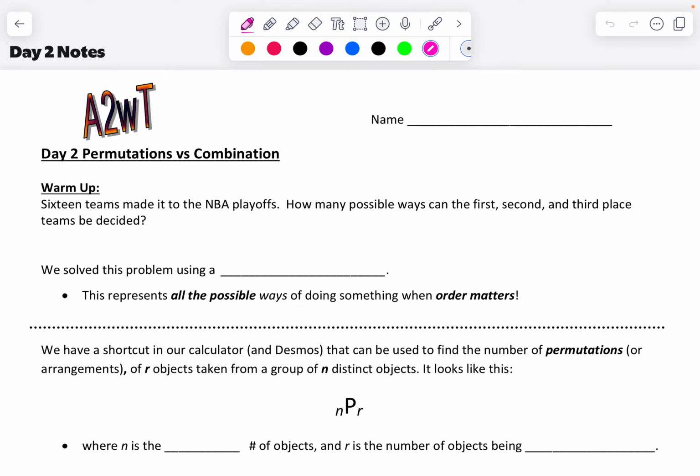So here's our warm-up. 16 teams made it to the NBA playoffs. How many possible ways can the first, second, and third place teams be decided? So we have 3 spots. There's 16 for the first, then there's 15, then there's 14. If we multiply that together, we get 3,360 ways.